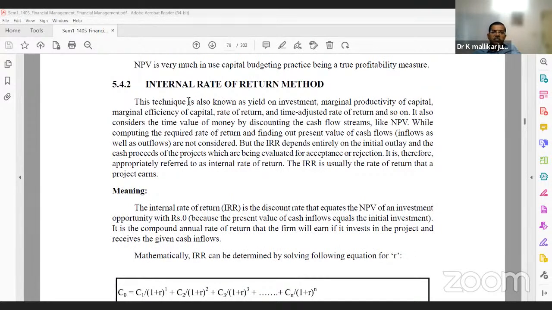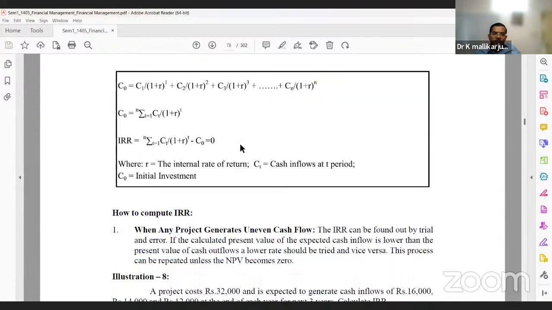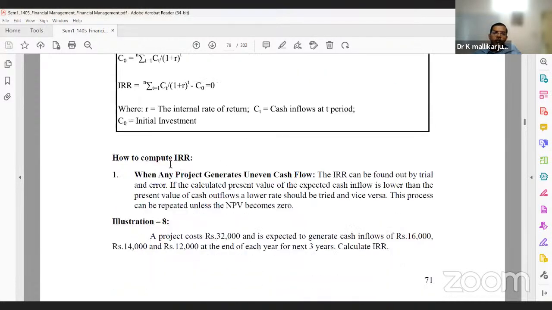This technique is also known as yield on investments, marginal productivity of capital, marginal efficiency of capital, rate of return, time adjusted rate of return, and so on. Many people are using this for investment decisions. What is the internal rate of return? How much return is it giving? So this is how to compute it.